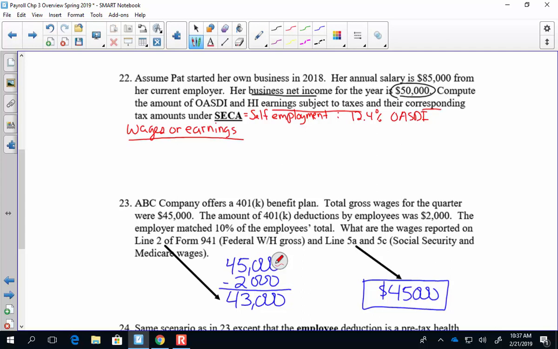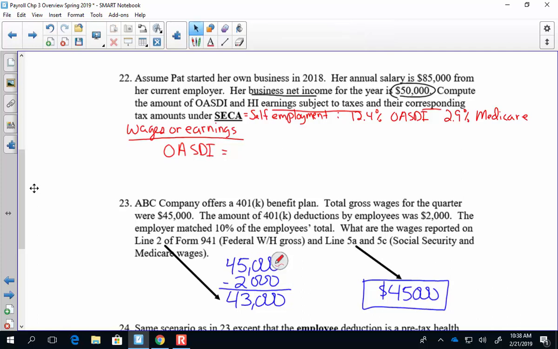and the 2.9% for Medicare. This is another wage cap issue, right? Again, even though they're self-employed, once they reach $128,400 of wages and self-employment income, they're done with their Social Security portion of the 12.4%. So, for OASDI purposes, their earnings that are subject to the tax, remember, our cap is $128,400.